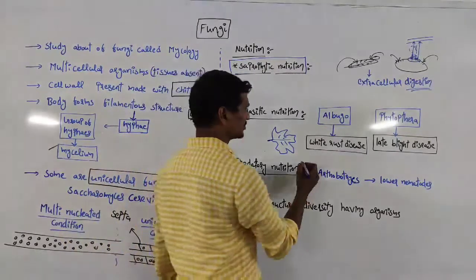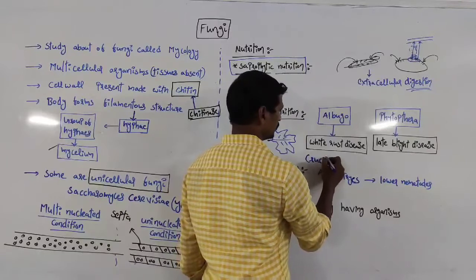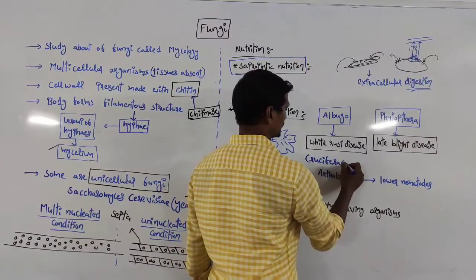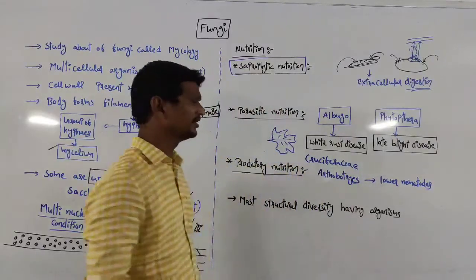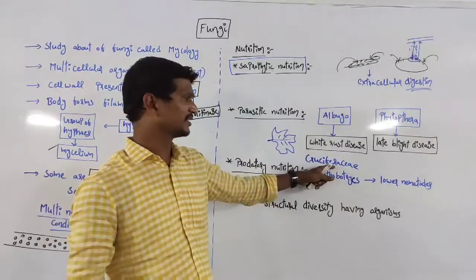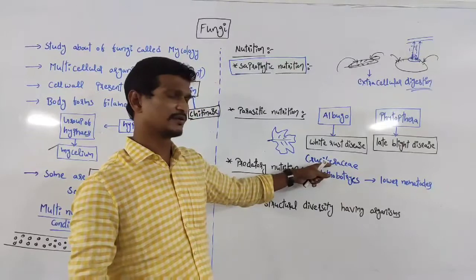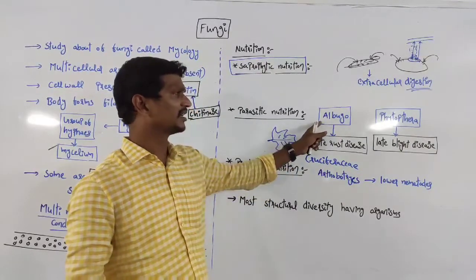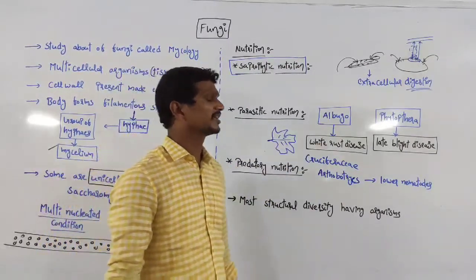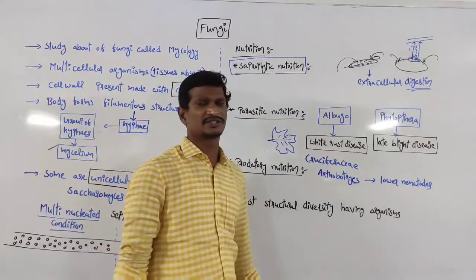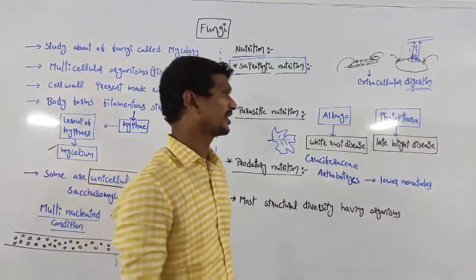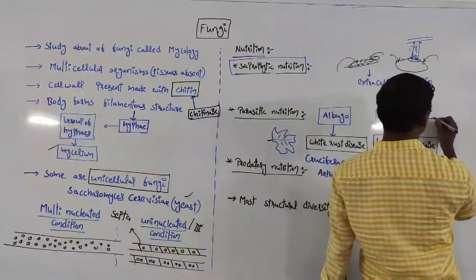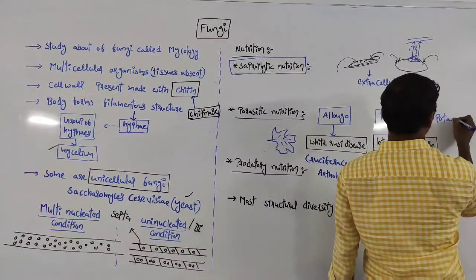Or here the example is Cruciferae. Within the Cruciferae family, plant leaves are attacked by Albugo. And Phytophthora infestans is one of the fungi. This fungus acts on potato plants.